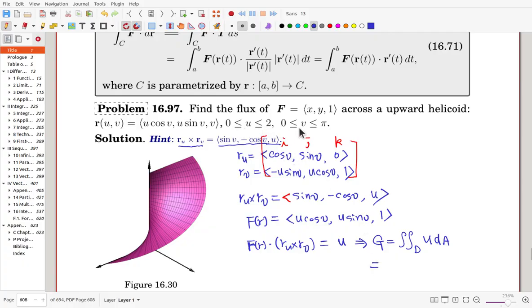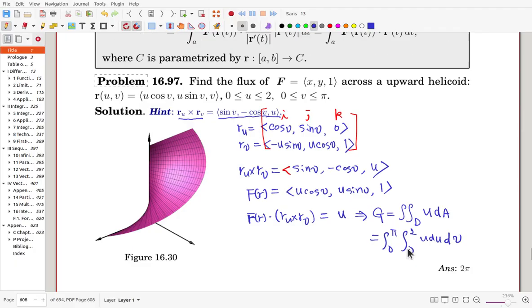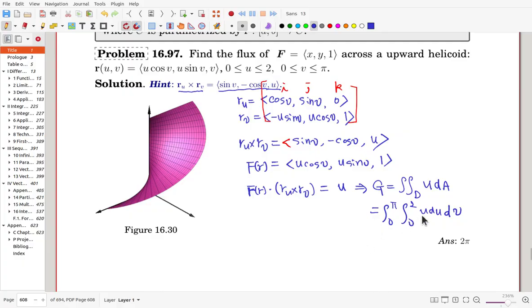u is from 0 to 2, and v is from 0 to pi. So it is v independent. We have pi from the v integral, and for the u integral, we have half u squared from 0 to 2. So we have 2 here, so that gives 2 pi. Hooray, we have the right answer.